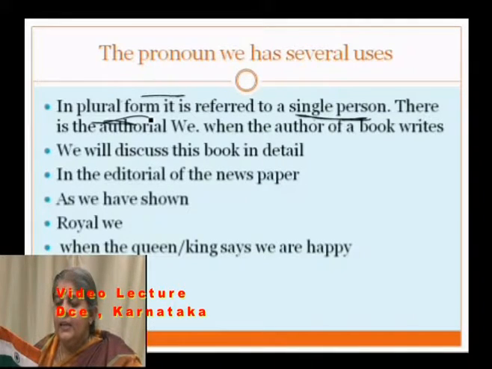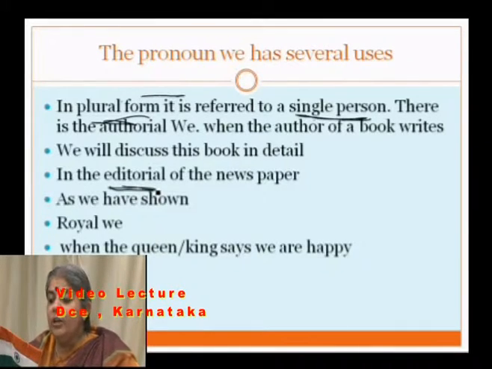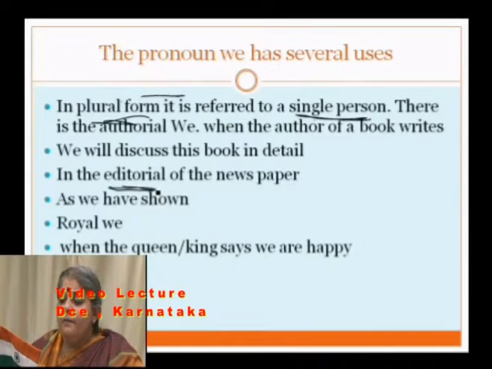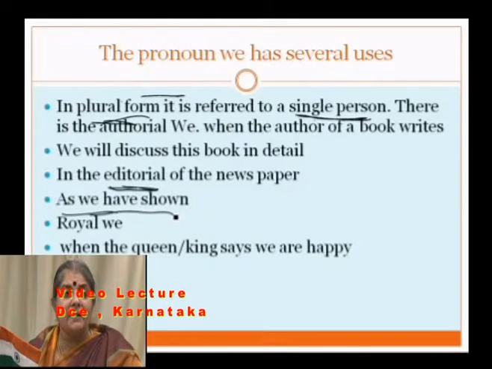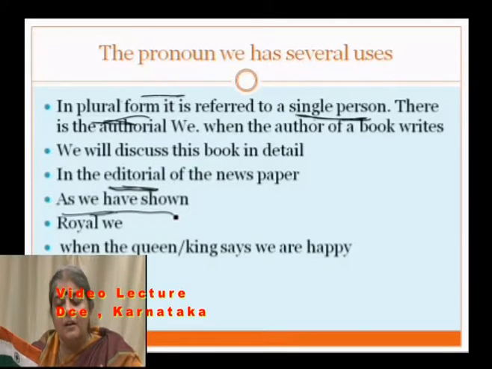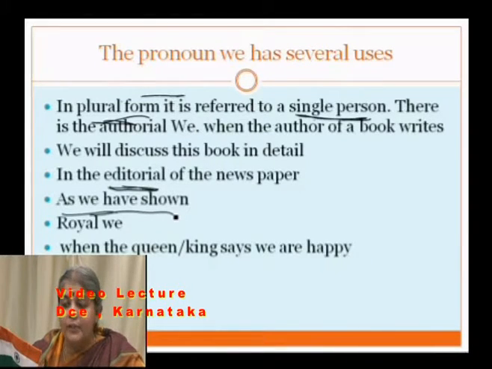Secondly, in the editorial of the newspaper, editorial in Kannada would be Sampadakiya, we have already seen in the sentence, as we have shown, as we have felt, as we like to say. When the word we is used, it is used as a single person.